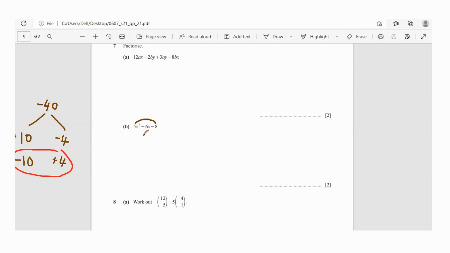Okay. Now I'm going to break this into two. I'm going to write this like this. So I have 5x squared, and instead of minus 6x, I'm going to write minus 10x plus 4x minus 8. What's the next step now? Just tell me the step. Do I simply add them, or should I separate them by brackets? Or do I divide them?